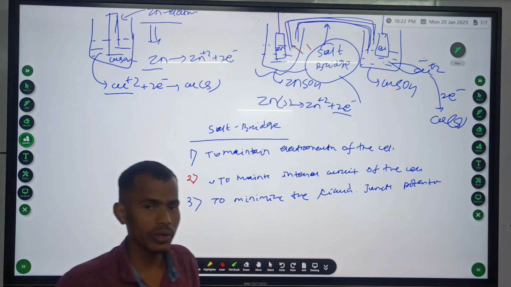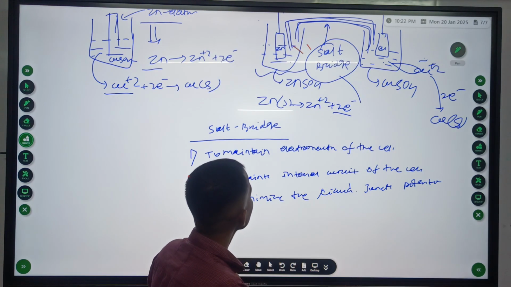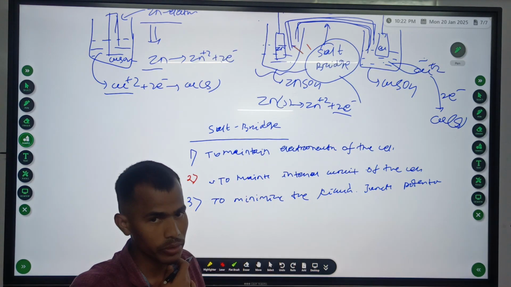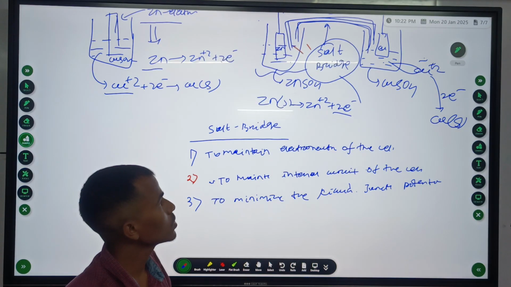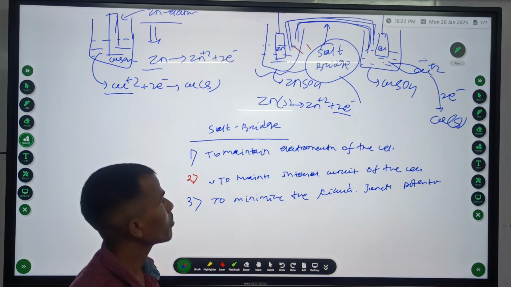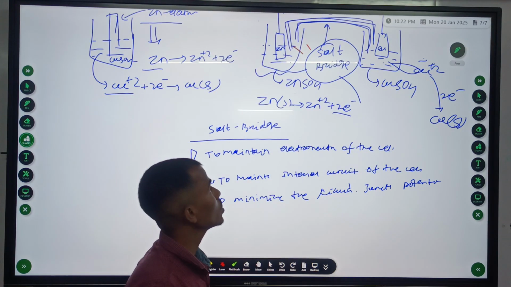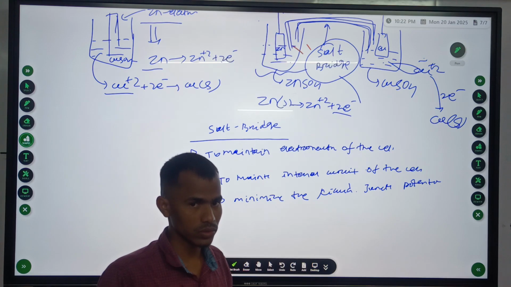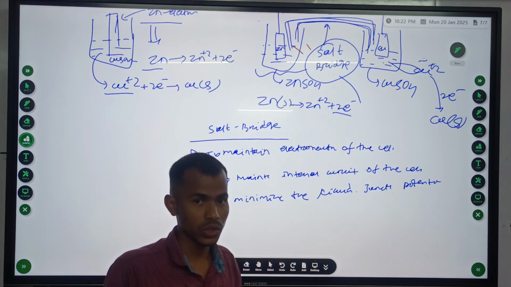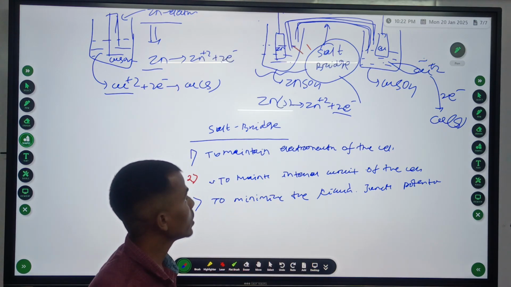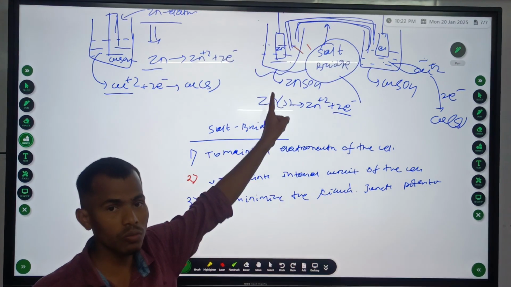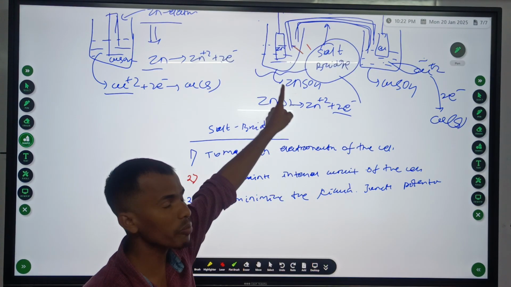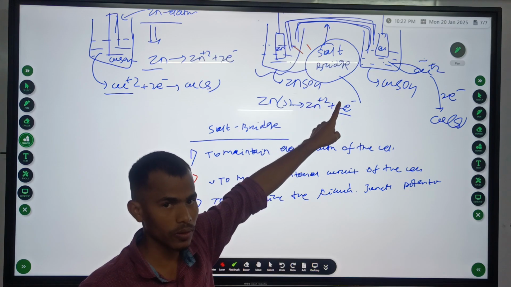And in many competitive exams, most of the questions come from the salt bridge. One of the most frequent questions appearing in many competitive exams is that the salt bridge in a galvanic cell only allows the flow of ions, not electrons. It is important that the salt bridge only allows the flow of ions in a double component cell, not electrons.